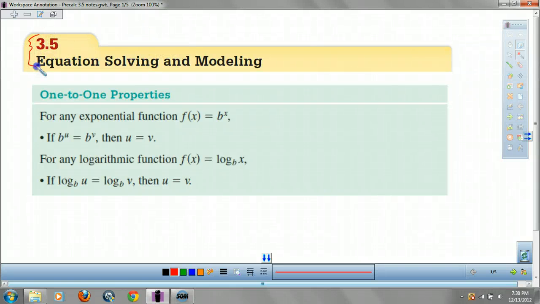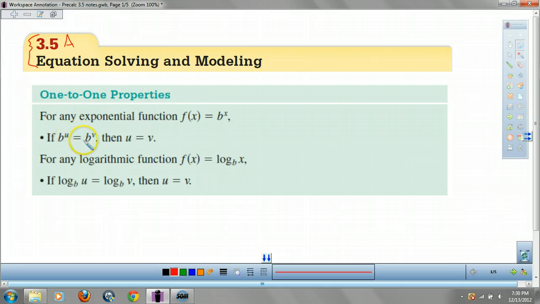Today we're going to look at 3.5a, equation solving and modeling. There will be a B to this section. I know it's been a while. First property, we should call it Captain Obvious property. This is not noteworthy, guys. Don't have to write. Just think about what's going on.